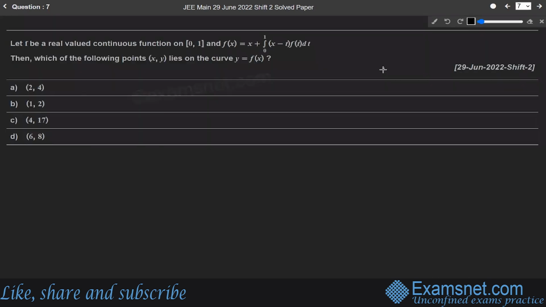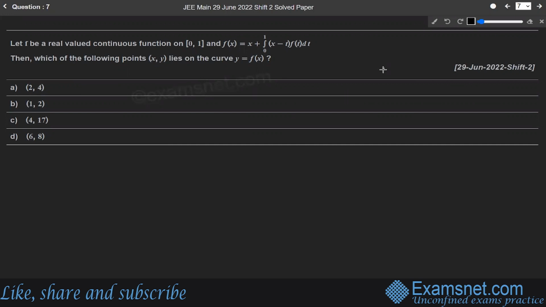Next question is: let f be a real valued continuous function on the interval [0, 1] and f of x is equal to x plus the integral from 0 to 1 of (x minus t) into f of t dt. Then which of the following points (x, y) lies on the curve y is equal to f of x? So basically we have to find the points that will lie on the curve y is equal to f of x. In order to find the points, we first need the value of f of x.